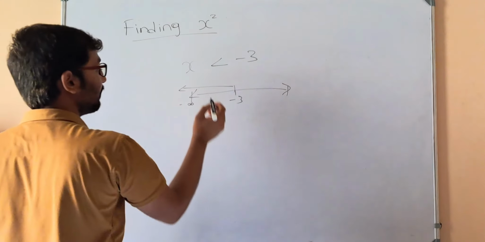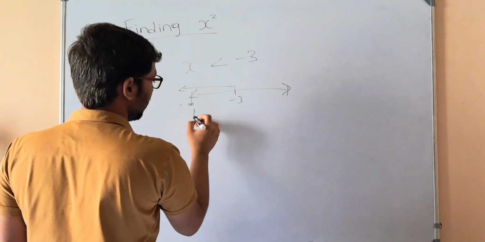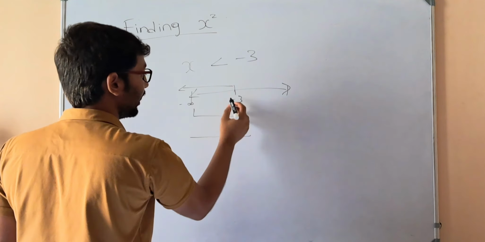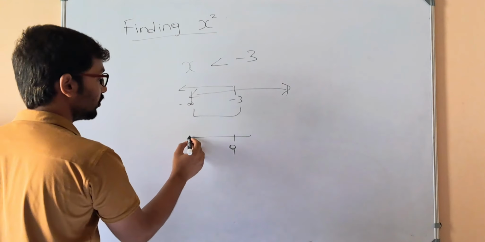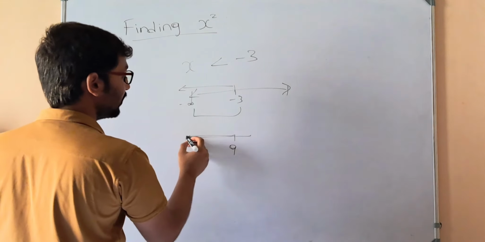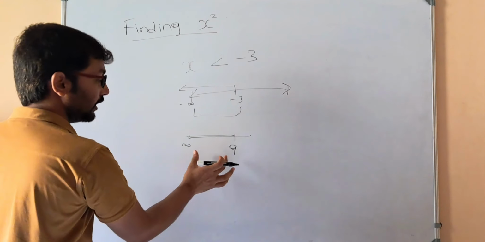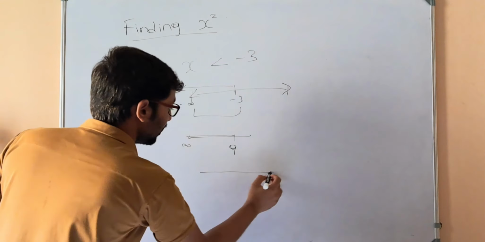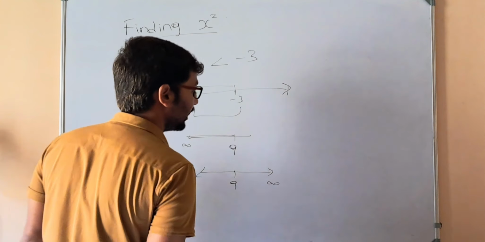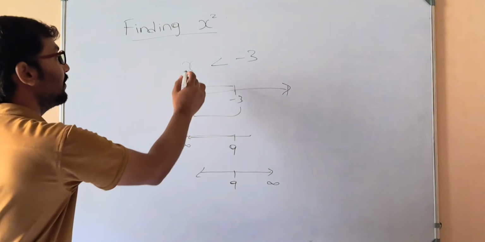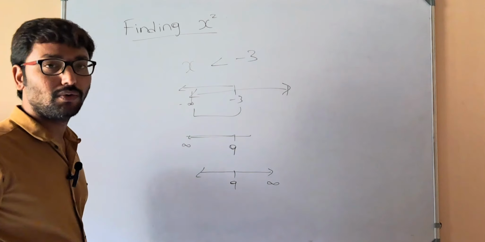Now if I square this part, what will I get? Negative 3 squared will be 9. Negative infinity squared will be positive infinity. So 9 to infinity. Now this representation is wrong, so I should represent this in this way: 9 to infinity. After squaring, we get only positive values.